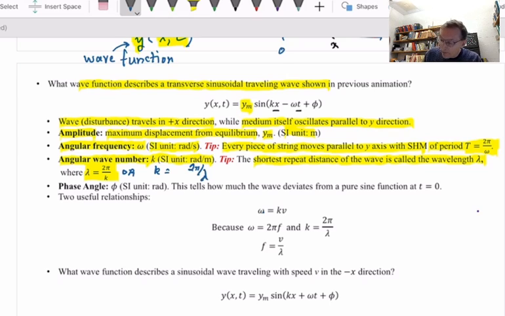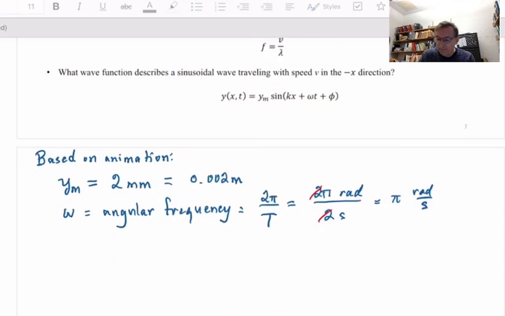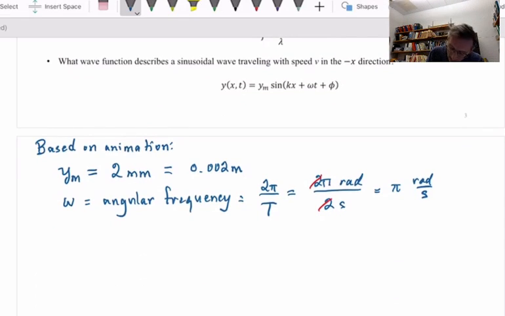Just like angular frequency, omega, is 2 pi over period. I told you omega and k are like cousins. If the angular frequency is 2 pi over the repeat time, the angular wave number is 2 pi over the repeat distance. 2 pi over period, 2 pi over wavelength. Omega, k. The unit of k is radian per meter. Let's get the value of k for our sinusoidal wave. Let's figure out its value, k.